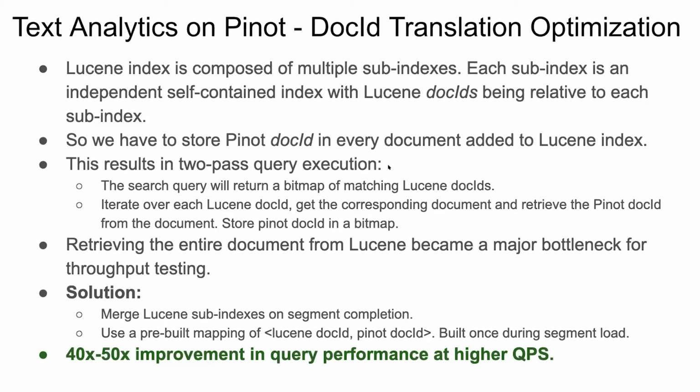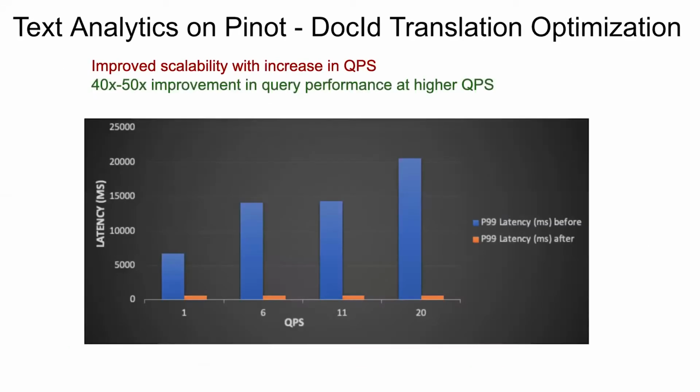This file is then used during query processing so that we don't have to retrieve the entire document out of Lucene. This particular optimization gave us a 40x to 50x performance improvement for our throughput testing. As you can see, we now get better scalability with increase in QPS. The graph shows results from some testing that we did from 1 QPS to 20 QPS, and the latency more or less stays the same as the QPS is increased.